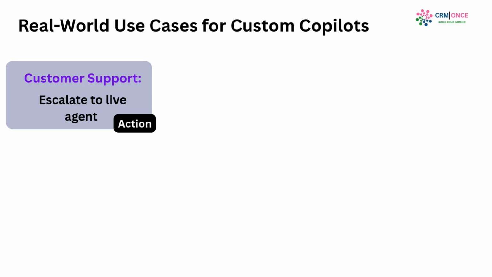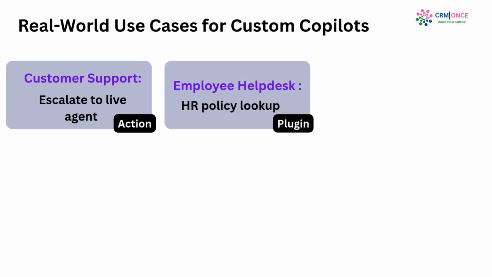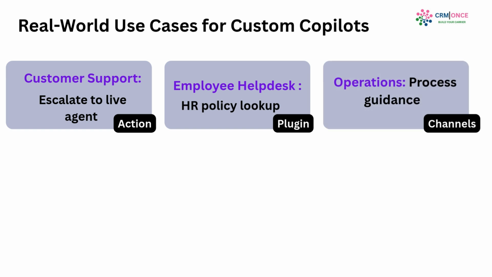Common use cases: customer support, deploy intelligent agents with built-in escalation workflows and seamless chat experiences. Employee help desk, automate HR policy lookups and internal IT queries using external API plugins. Operations process guidance, deliver step-by-step workflow assistance to employees through AI-powered guidance, reducing errors and training time. Connect backend systems to provide real-time procedural support and automate task completion.